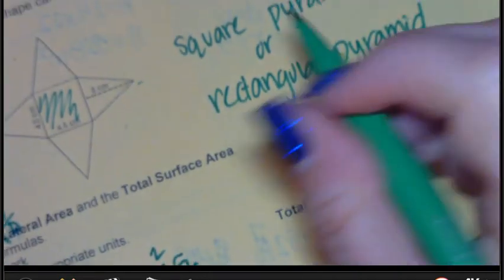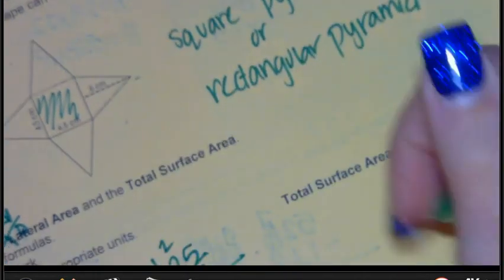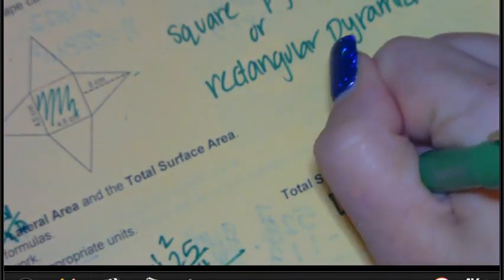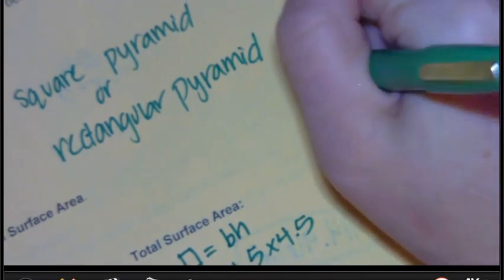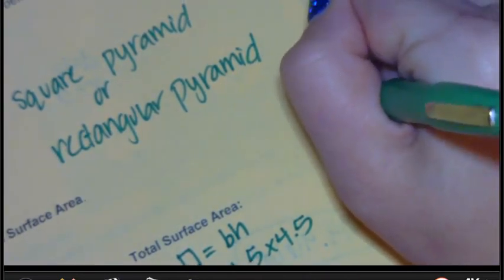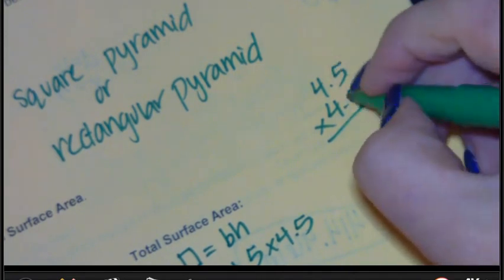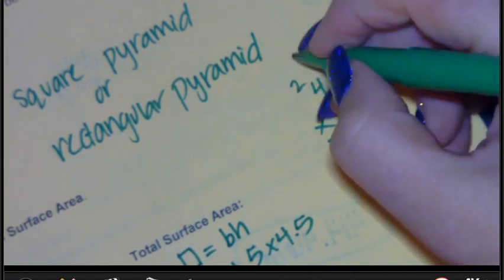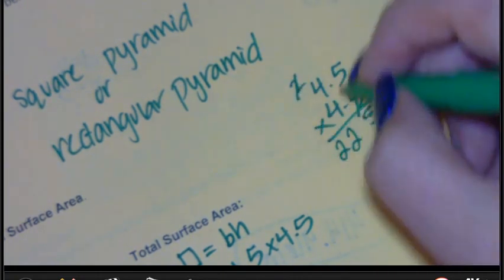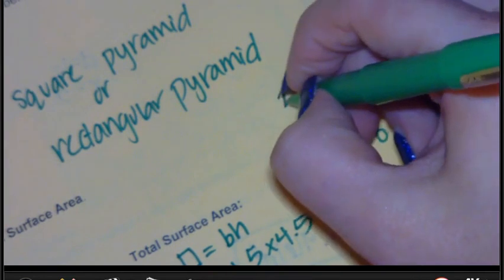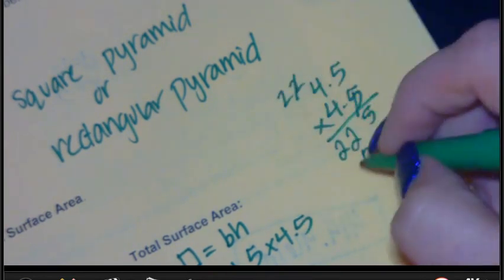Total surface area is the lateral surface area plus the area of the base. Well, my base is in the form of a square, so it is base times the height, or we know that is side squared. And so the area is going to be 4.5 times 4.5. 5 times 5 is 25. 5 times 4 is 20, plus 2 more is 22. Done with the 5 placeholder. 4 times 5 is 20. Carry the 2. 4 times 4 is 16, plus 2 more is 18.